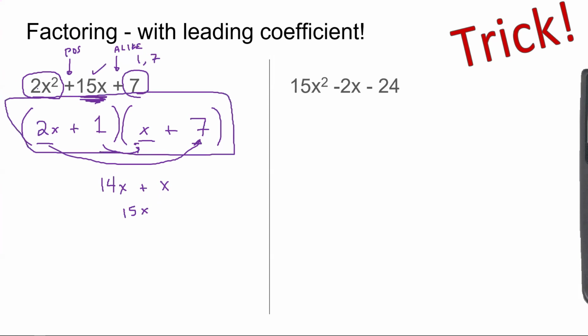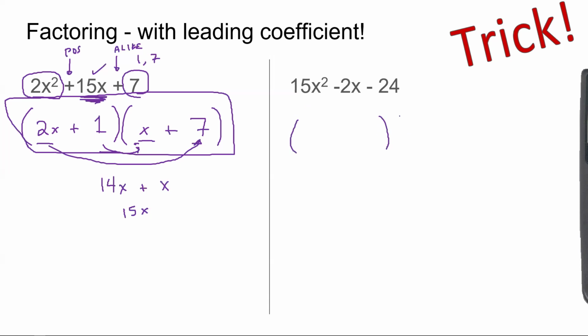If you have a number out front that you can't pull a common factor out of everything, you've got to do something like that. It's a little bit lopsided and it makes it a little more cumbersome, but that's just life, right? Here's one right here.